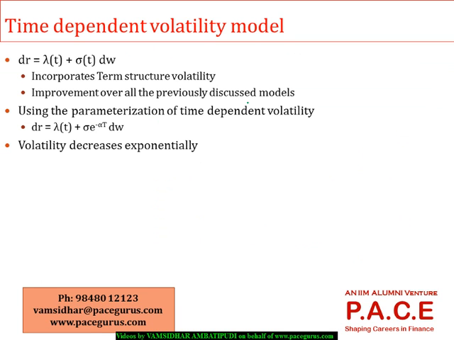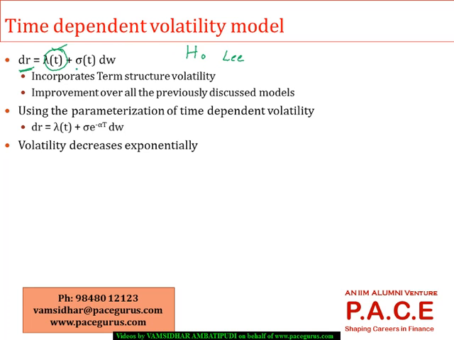So the first of that category of models is called the time dependent volatility model. Here, lambda of t means a time dependent drift is there. The change in the interest rate over a short period of time dt is a factor of the time dependent drift, which means the lambdas could be different for each of the periods, which was similar to our Ho-Lee model earlier.